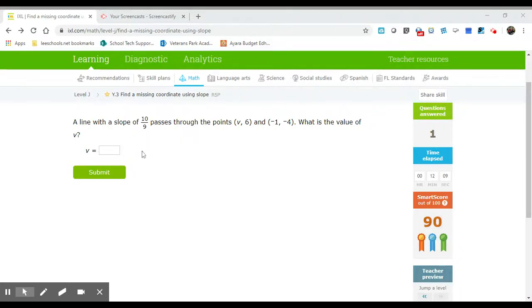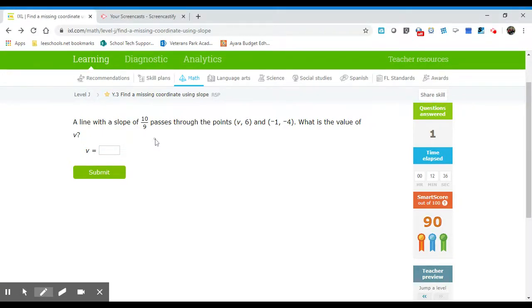Let's get started. So we have a line with a slope of 10 ninths. So now we have some improper fractions. Once you hit the 90 mark, you've got improper fractions that you've got to deal with. And your points are (v, 6) and (-1, -4). And then when you get to the 90, you're now dealing with negatives in your ordered pairs. So that's a little tricky. But let's do it the same way.